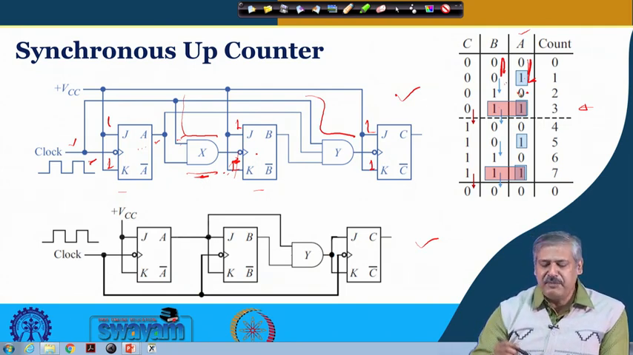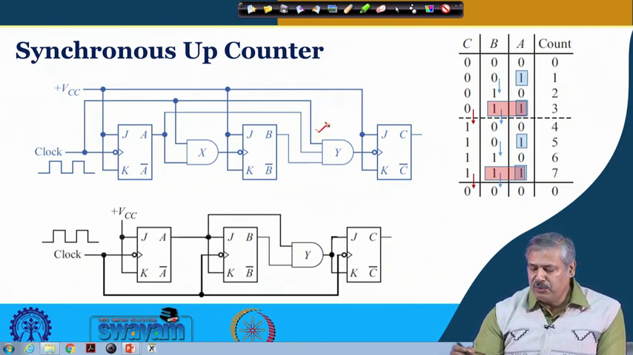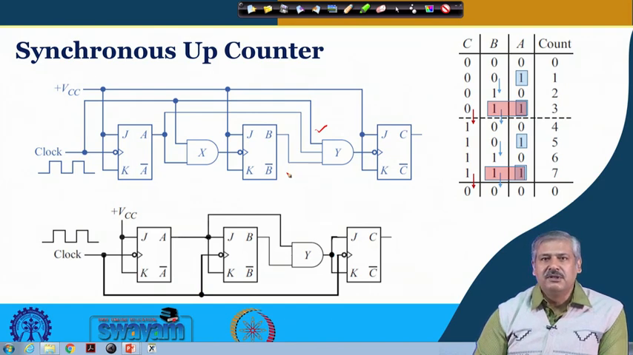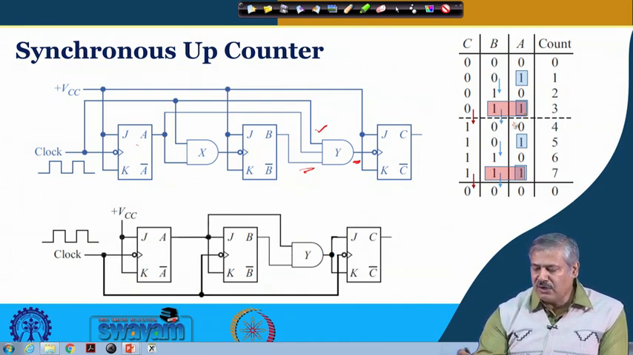And for flip flop C, what is happening? For flip flop C, clock again has come, but when any one of A and B is 0, this output is 0, and when both of them are 1, that is, it has reached 1, 1, then only the clock is allowed to come over here and trigger flip flop C. And this flip flop C is getting triggered and its output value changes from 0 to 1. Again it will change when both of them are 1 and the value will change to 0.